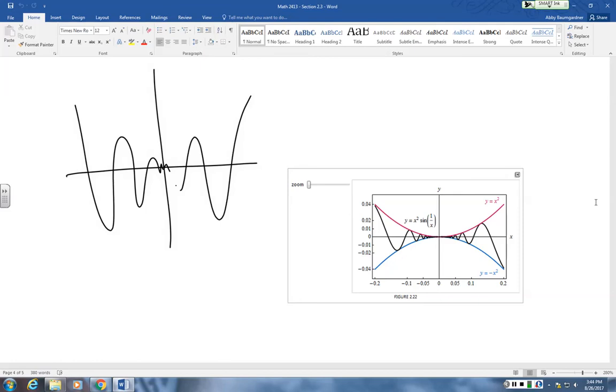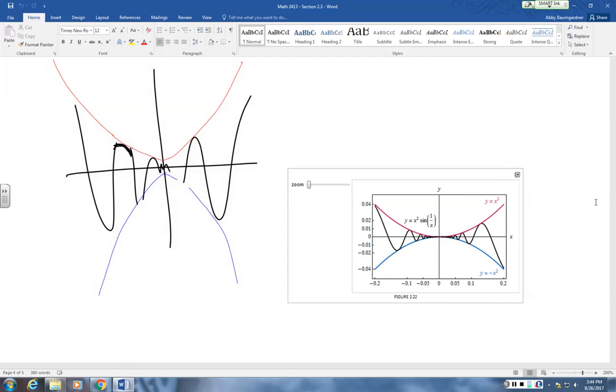But it's important to notice that the black graph always appears to be below that red parabola, and it always appears to be above the blue one.